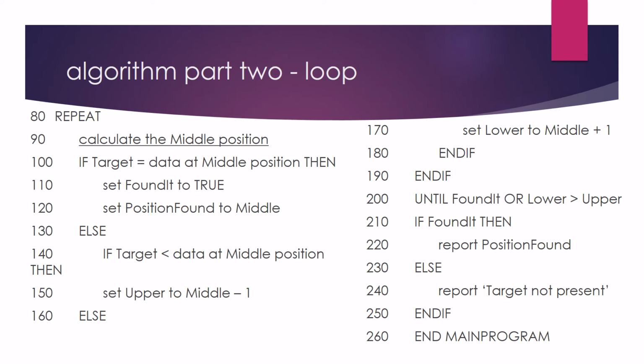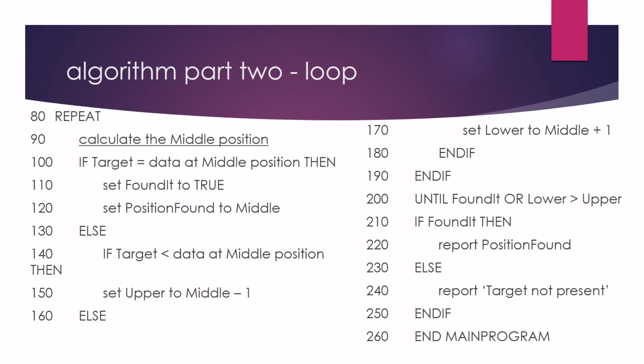Lines 100 to 120 work out what happens when target is found. Note that this will only find target once. If set found to true, set position found to middle. In other words, set the position found to that value, that index value.